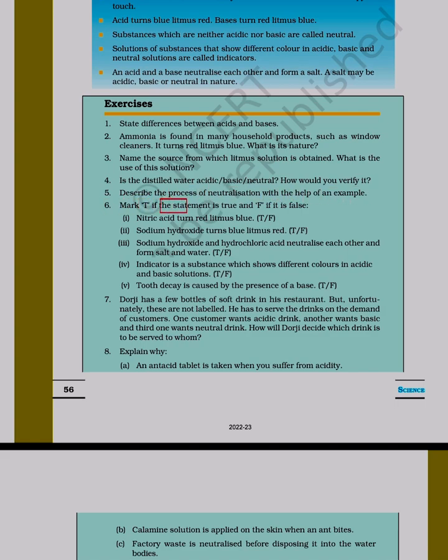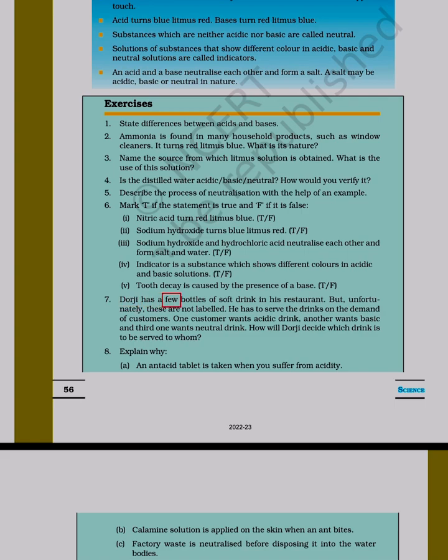6. Mark T if the statement is true and F if it is false. I. Nitric acid turns red litmus blue. T F. II. Sodium hydroxide turns blue litmus red. T F. III. Sodium hydroxide and hydrochloric acid neutralize each other and form salt and water. T F. IV. Indicator is a substance which shows different colors in acidic and basic solutions. T F. V. Tooth decay is caused by the presence of a base. T F.